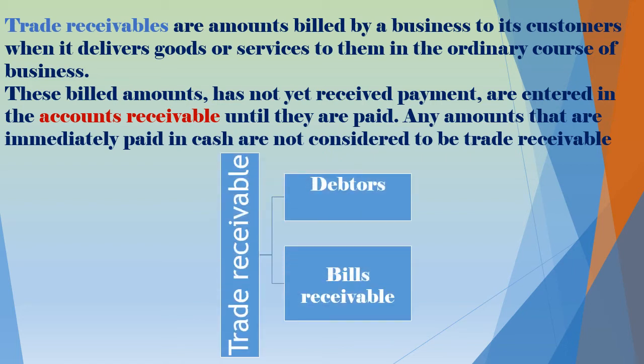Trade receivable includes debtors and bills receivable. In both cases the goods are sold on credit. In the first case, the customer or the person to whom goods are sold on credit, still has not paid the amount. And in the second one also, bills receivable, the goods are sold on credit to the other person, but the other person, after a specified period that is written on the bill, will pay the amount on a future date.